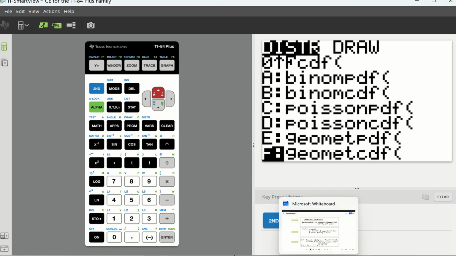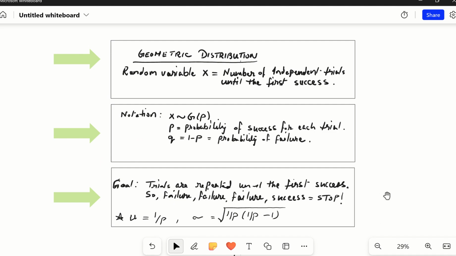But first, real quickly, let's recap what geometric distribution is. A random variable X has a geometric distribution if it counts the number of independent trials you have until you get the first success. So you could have many failures until you get that first success. X could have values from 1, 2, 3, and so on, up to maybe a very large value. Maybe you don't get a success for a very, very long time. So that's what the distribution is.